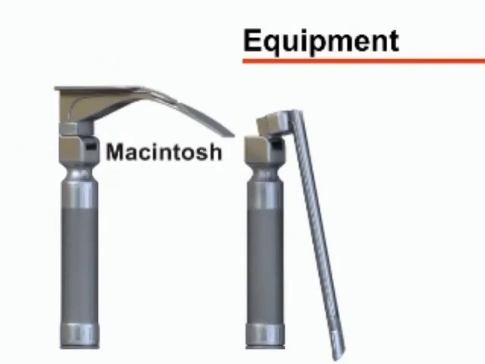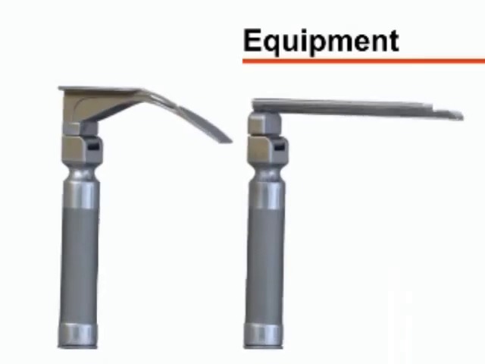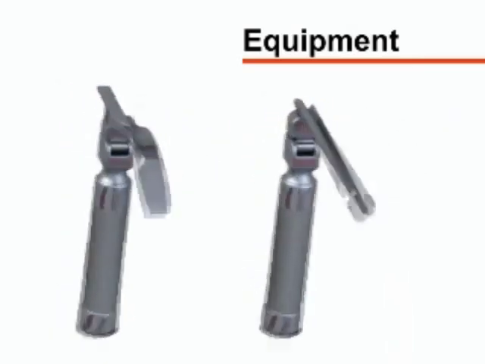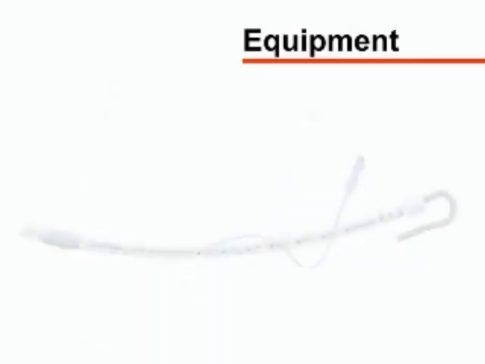There are two main types of laryngoscope blades, each available in various sizes. The tip of the Macintosh blade is curved. The Miller blade is straight, and each requires a slightly different technique. The choice of blade is based largely upon the experience and personal preference of the operator. A size 3 or 4 Macintosh or a size 2 or 3 Miller can be used in most adult patients.